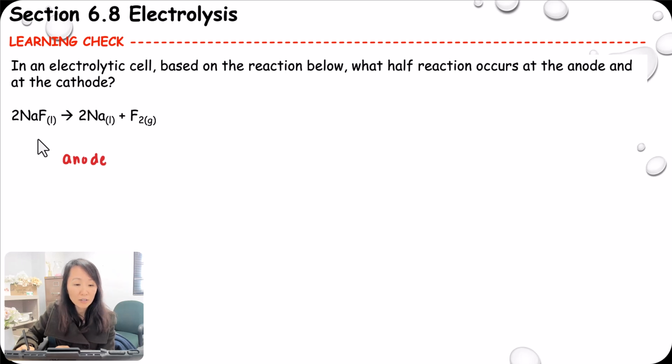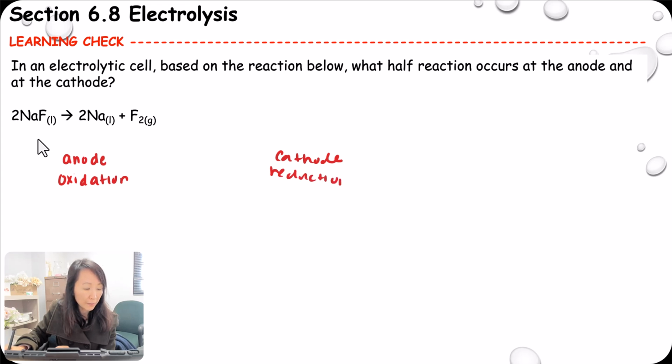And this is where the oxidation reaction is occurring. And we have the cathode, and that's where reduction is happening. Reduction reaction. Okay.